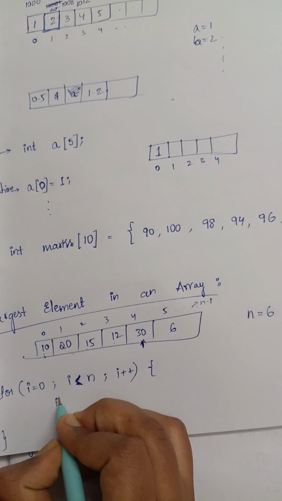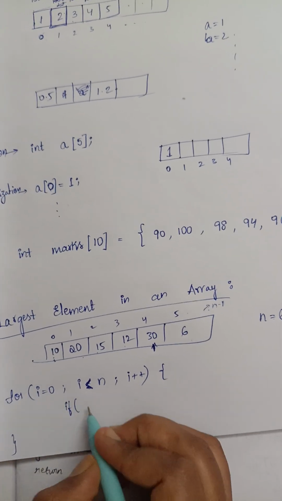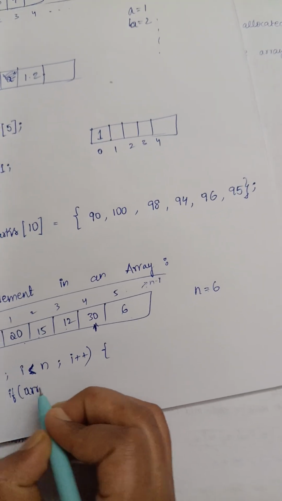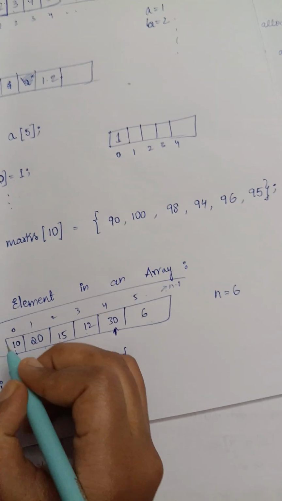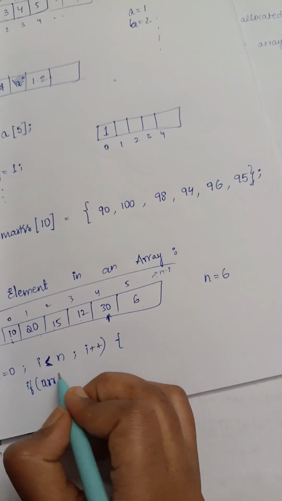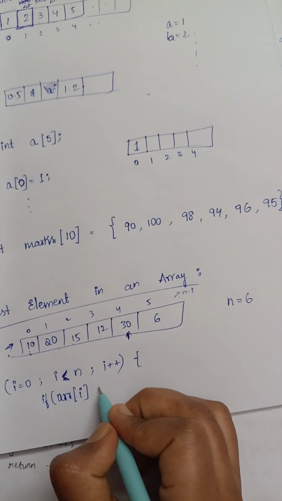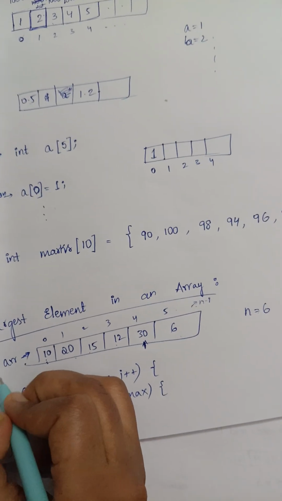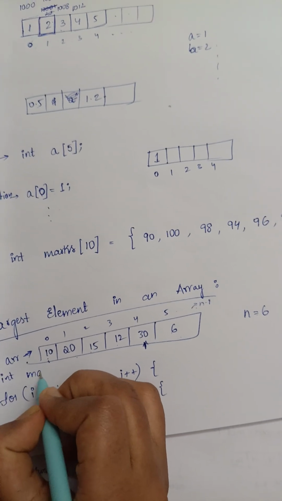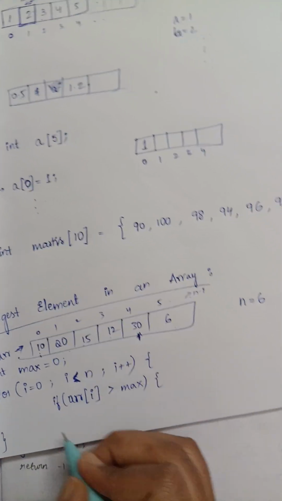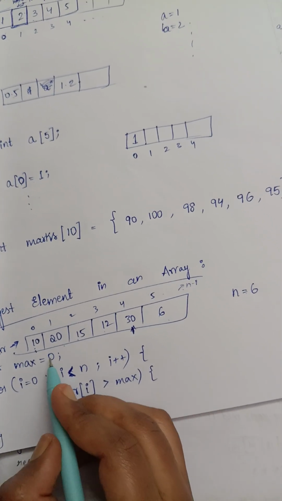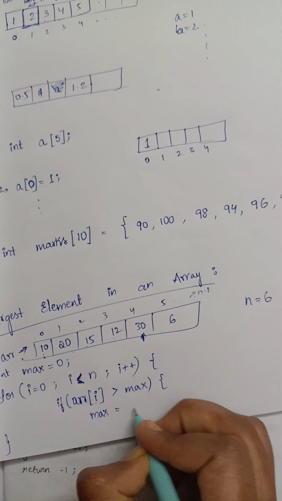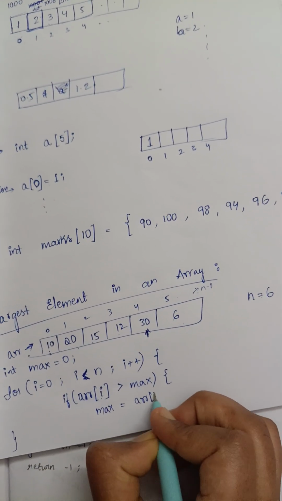We'll write a condition here. If array of i, suppose this name is also arr, array of i is greater than max. Initially we'll write int max equals 0. If we have found a number which is greater than max, then replace that value with max.